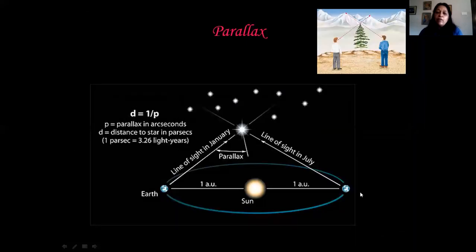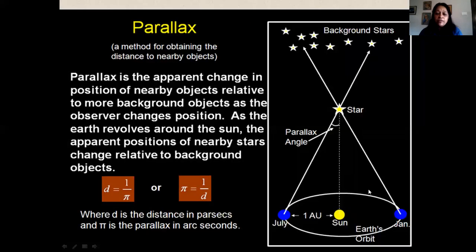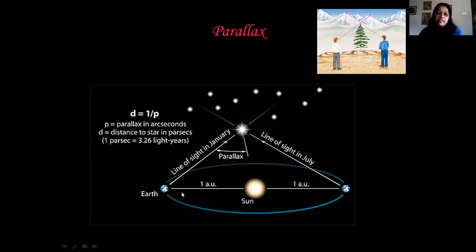So for example, while the Earth is going around its orbit, we take the position of a certain star in January and get it to be something like this. In July, when we observe the same thing, we get it to be this. Our baseline has increased. This is one astronomical unit, which is 150 million kilometers, the distance between the Earth and the Sun. Using this baseline, we can calculate the parallax angle and find out the distance to a star.